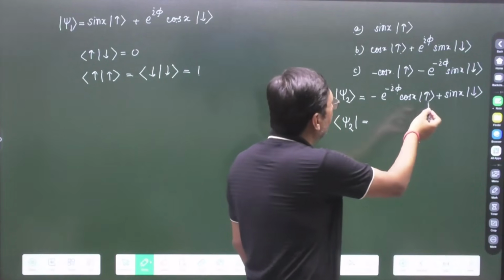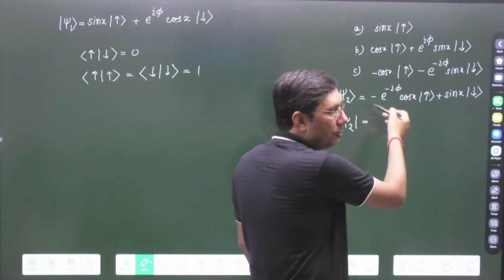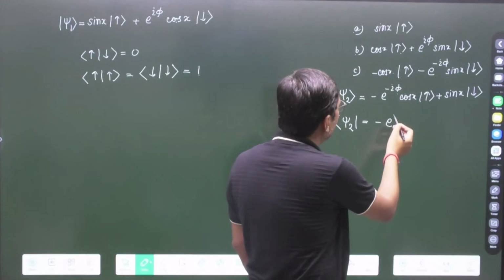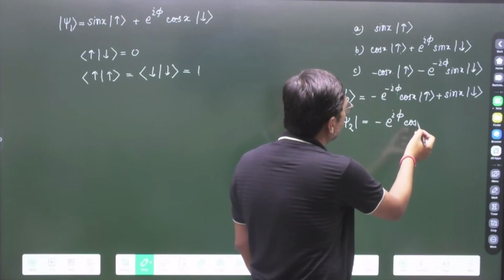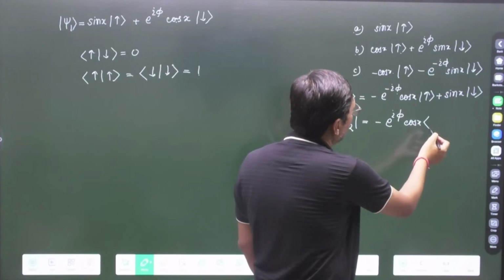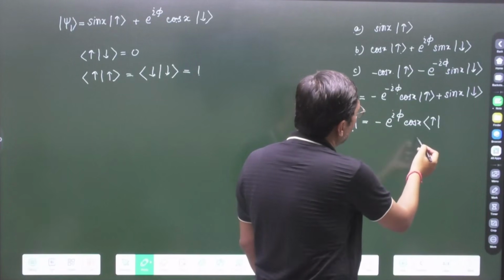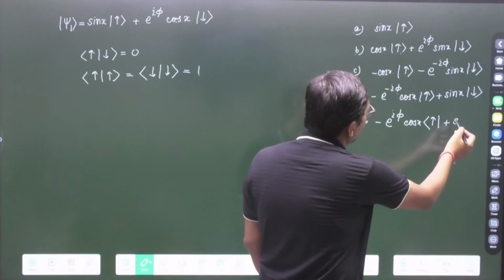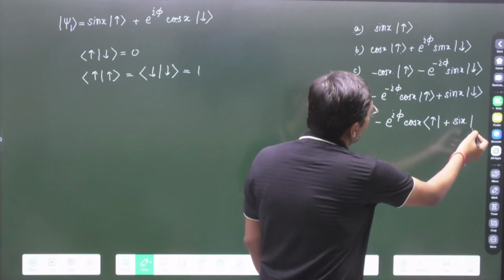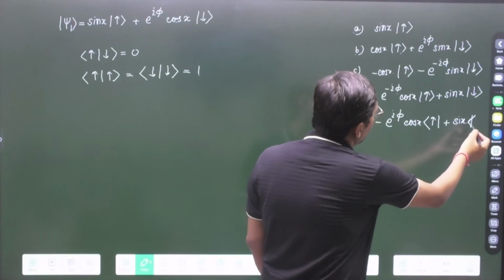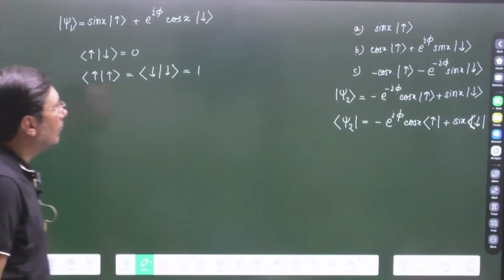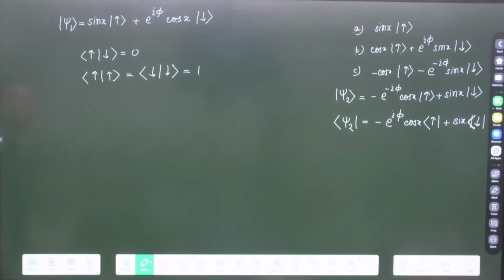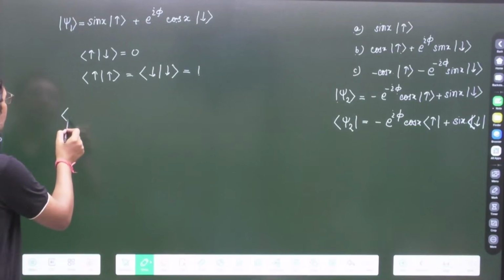Make it complex, take the complex conjugate. So minus e to the power iota phi, and this will be cos x, and this will convert into the corresponding bra vector plus sin x and the corresponding bra. Now find out psi 2 over psi 1.